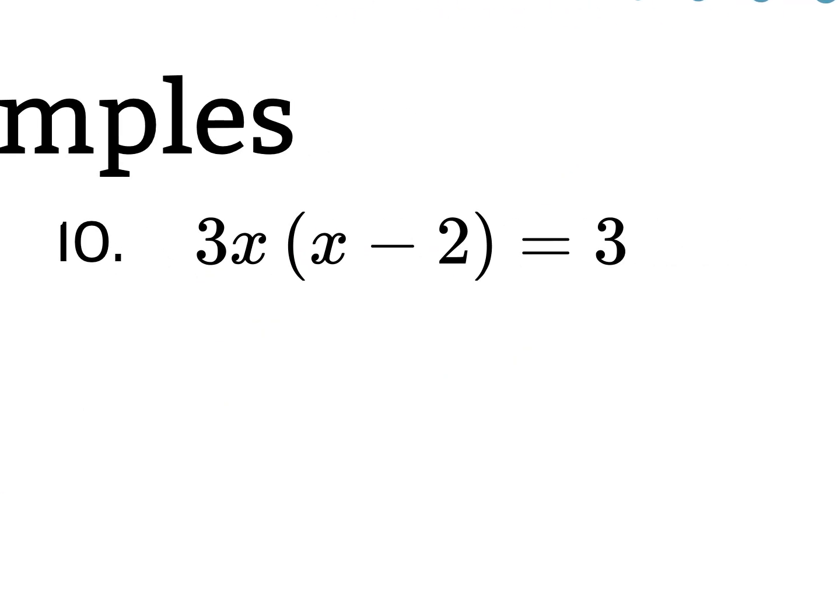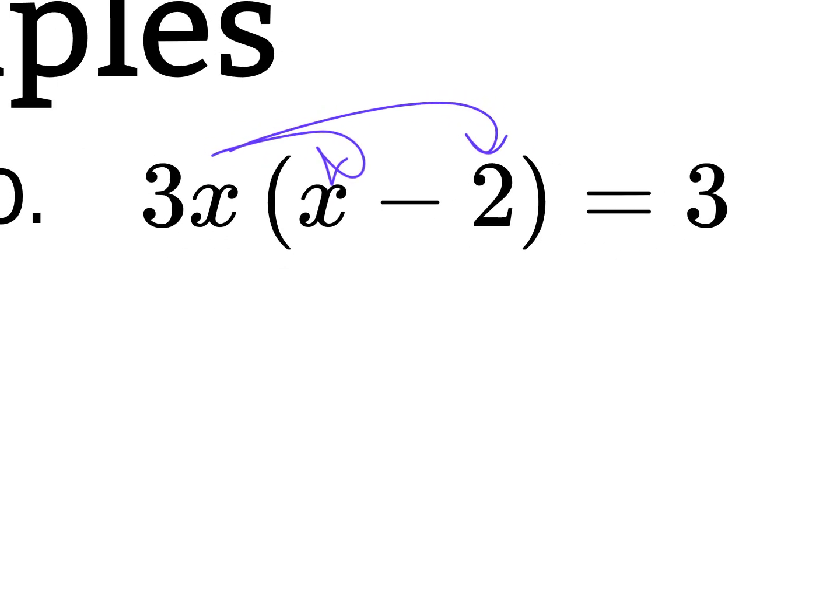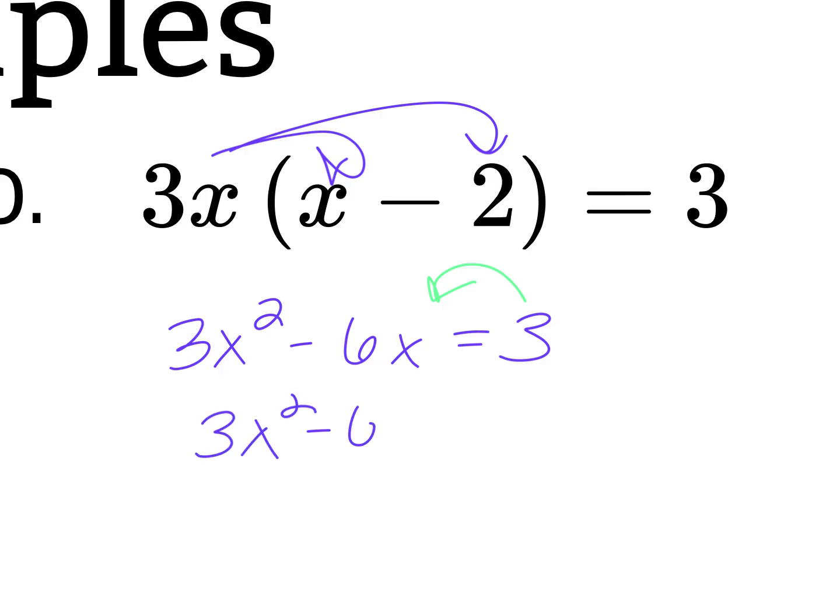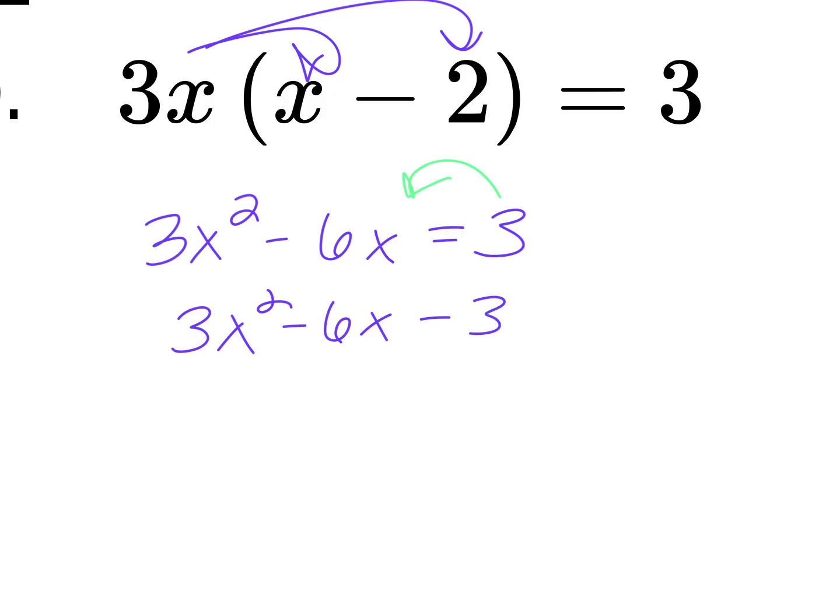Well, I'm going to distribute. I know I'm working with quadratics, so my highest exponent should be x squared. 3x times x is 3x squared. 3x times negative 2 is minus 6x equals 3. And what do I need to do with that 3? Move it on over. So when positive 3 moves to the other side of the equation, what does it become? There you go. Minus 3 equals 0.